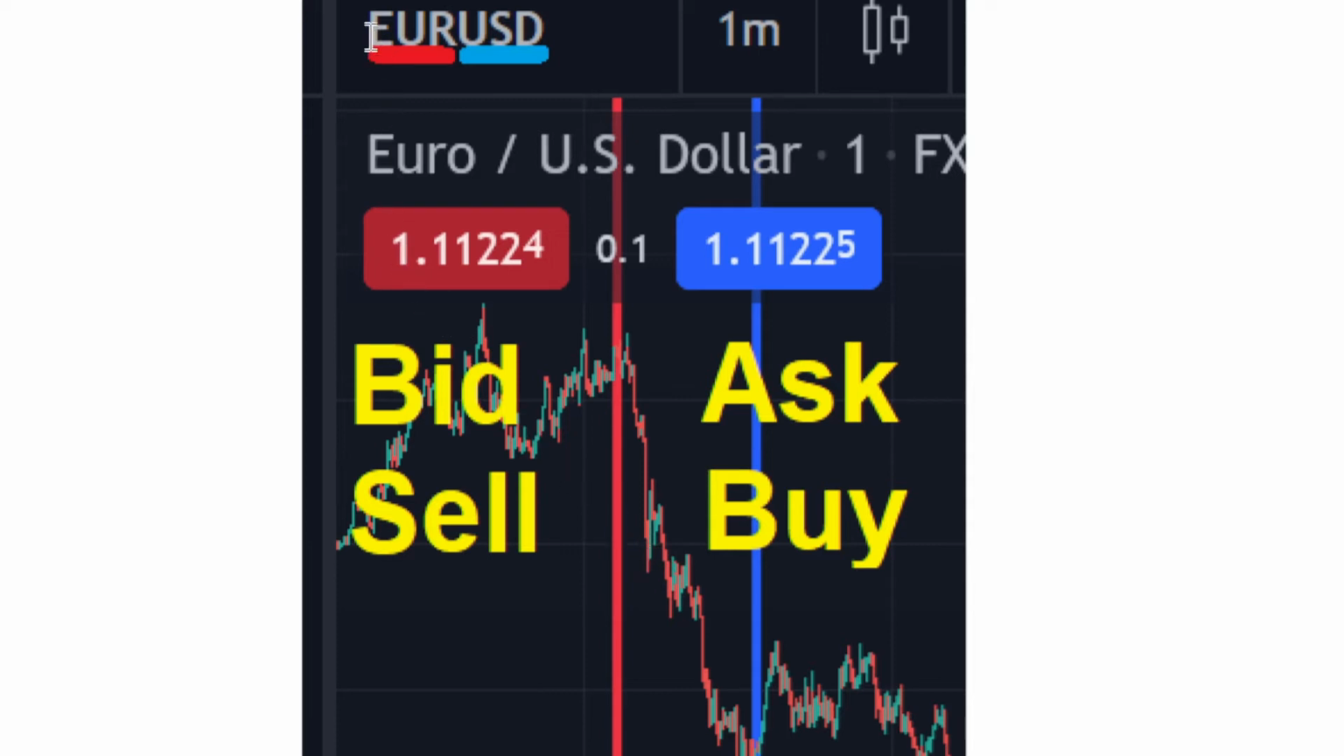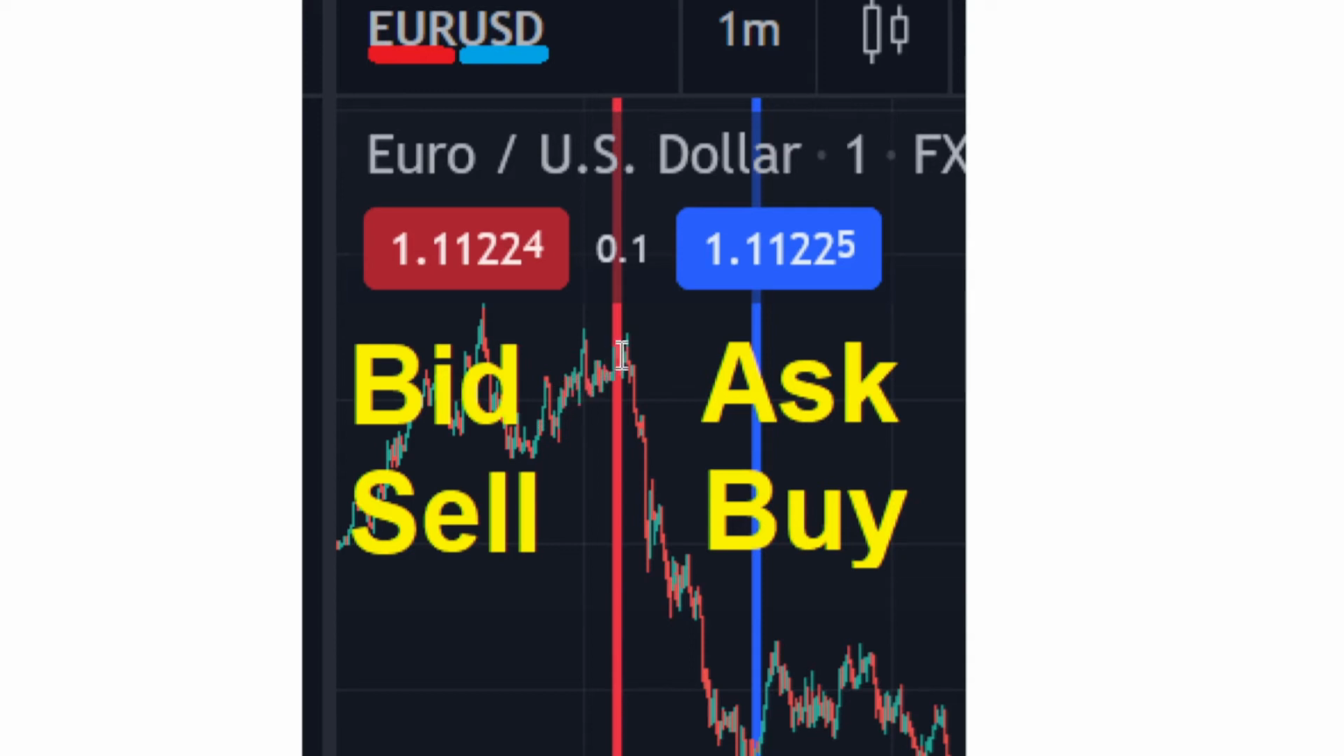So we remember that in this currency pair, the first symbol is the base, and the next one is the quote. So in this case, the euro is the base, the US dollar is the quote. The rate here in the red is the bid, also known as sell, and in the blue, that is the ask or the buy rate.